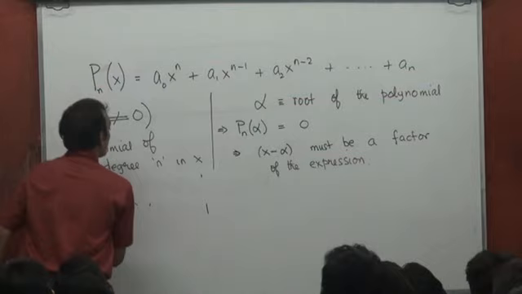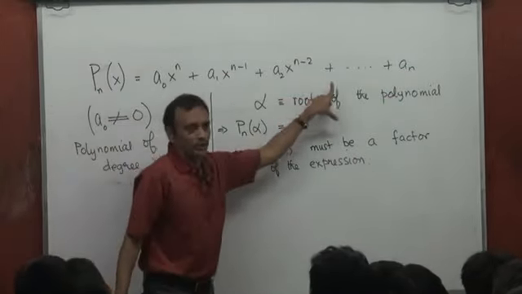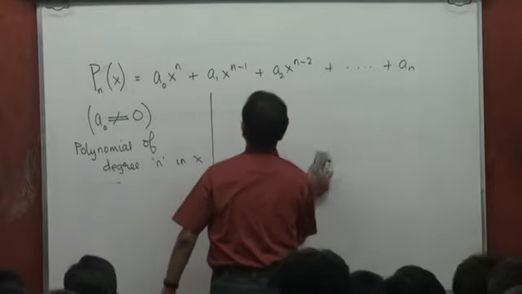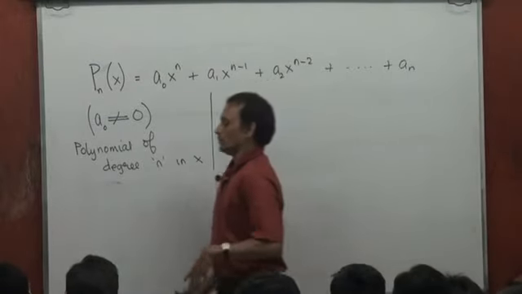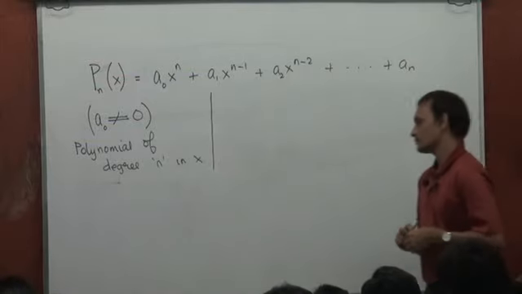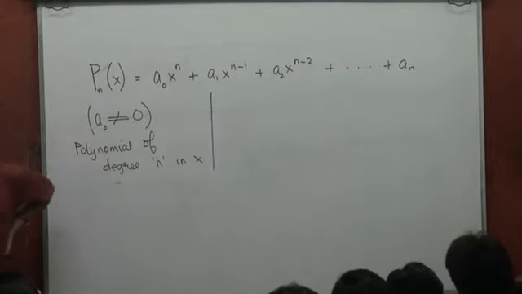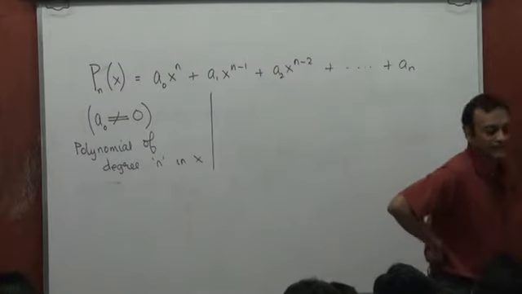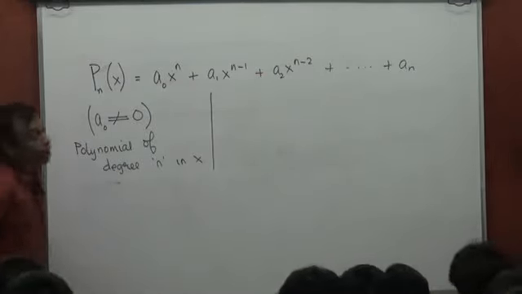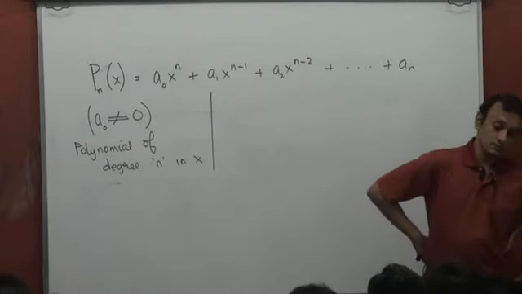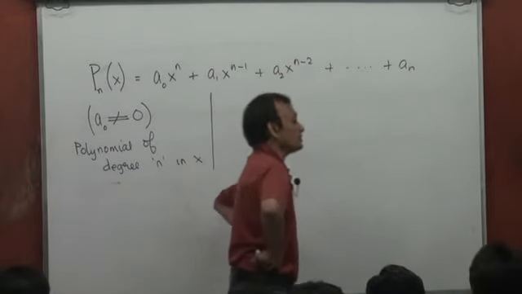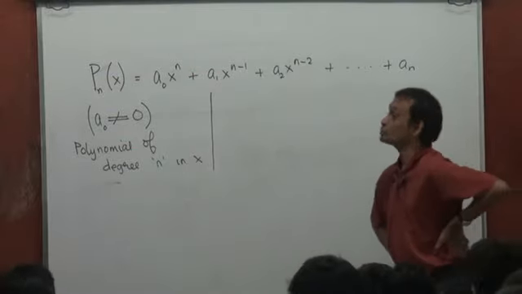Right? Now, coming back to the core issue, if alpha is a root of the polynomial, x minus alpha must be a factor of the polynomial. Now, write down: a polynomial of degree n in x has exactly n roots, real or complex, distinct or coincident.